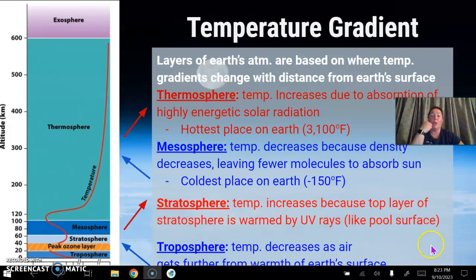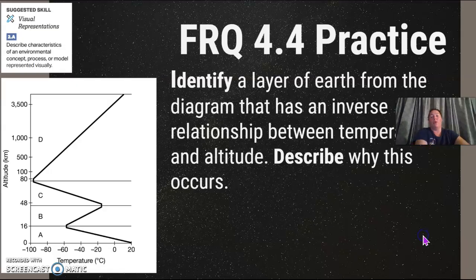The ozone layer is absorbing all of those, and then the troposphere decreases as the air gets further from the warmth of the Earth's surface. Sorry, I clicked too quick.